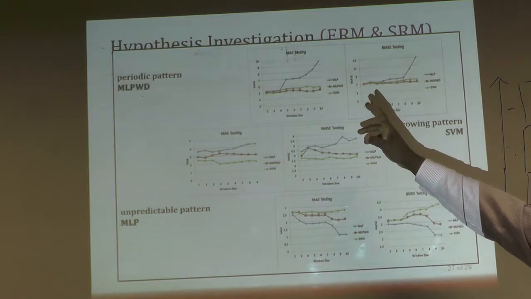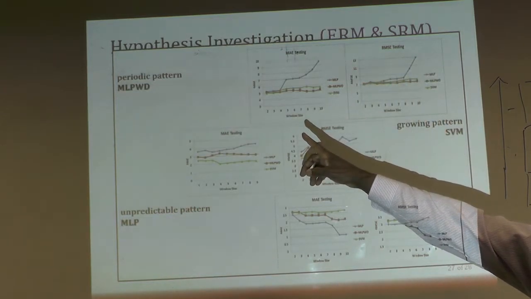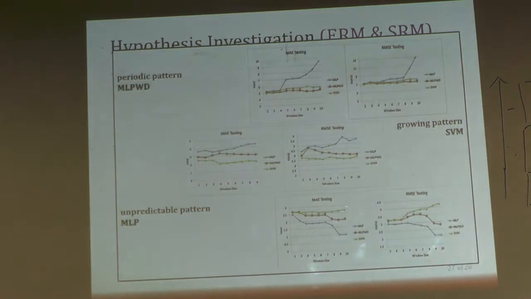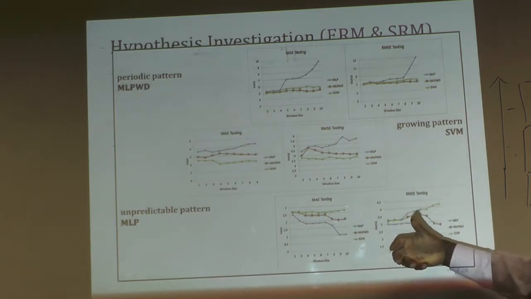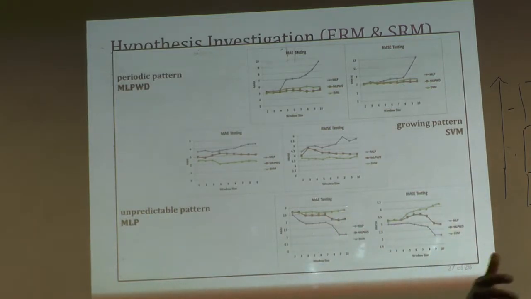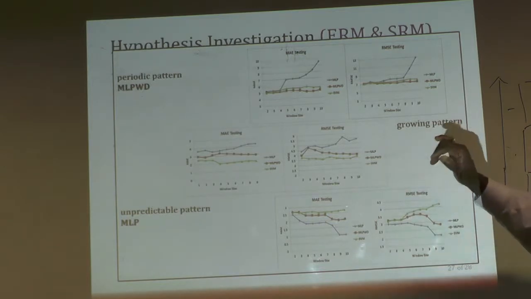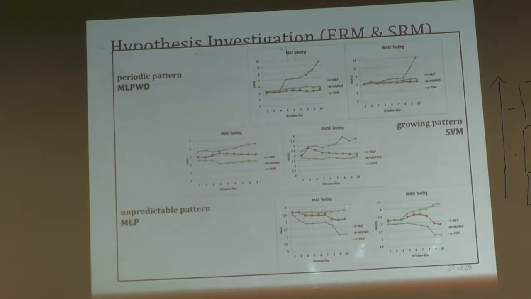For periodic pattern, the multilayer perceptron with weight decay performs better. For the growing, it is the support vector machine that performs better. And for the unpredictable pattern, it is the multilayer perceptron. Remember, unpredictable pattern comes with noise. And because the MLP increases the H to make it large, it performs better compared to SVM and MLPW.